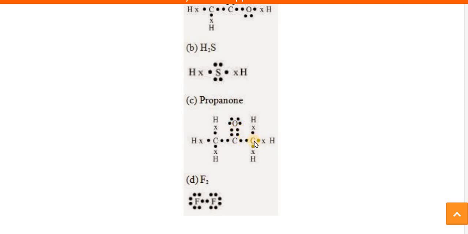Same here, this carbon atom, from its 4 electrons, one is shared with this hydrogen, one with this and one with this, and this one is shared with the other carbon atom. So like this, the CH3 C double bond O CH3 structure is formed, and the name of this structure is propanone. The next one is F2, meaning the fluorine molecule.